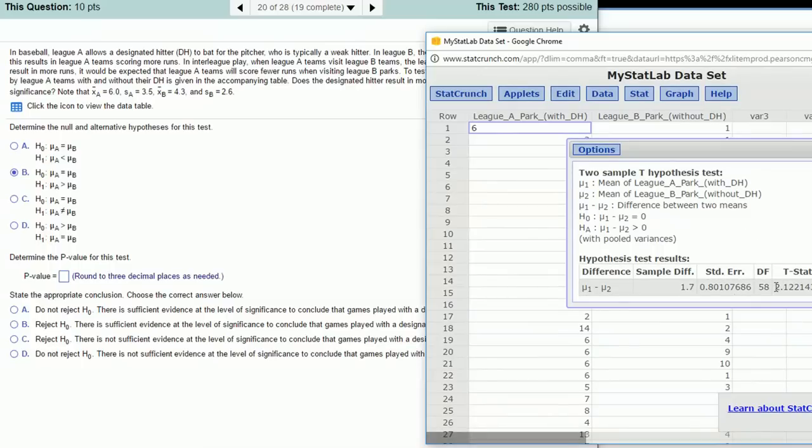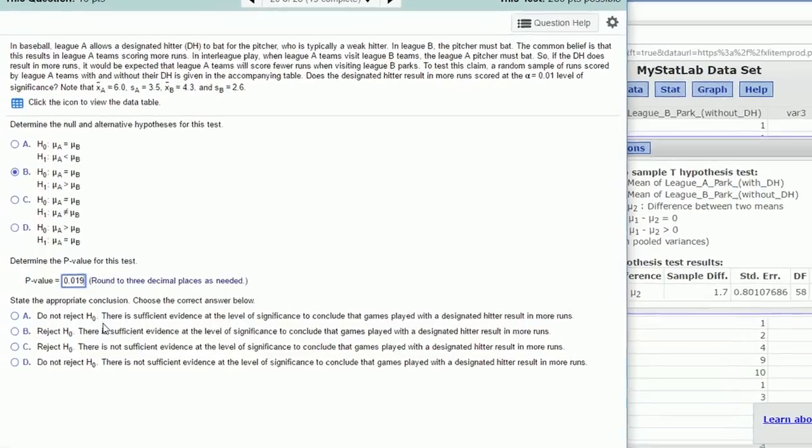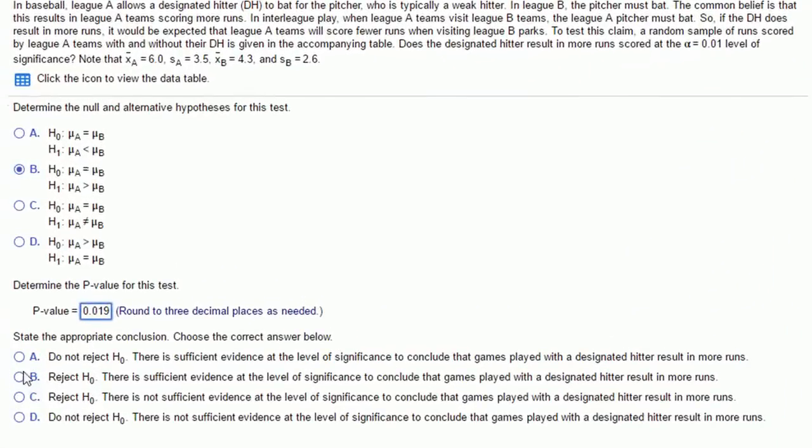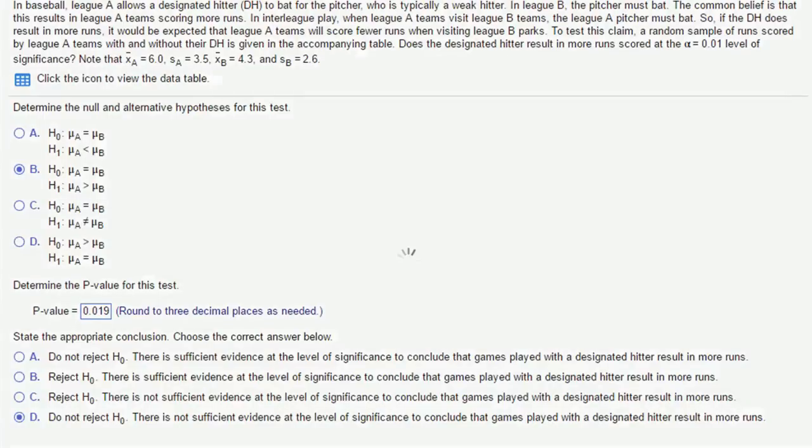So I got a p-value. To 3 decimal places it is 0.019. That's pretty small. At the significance level 0.01, however, I do not reject. That's not small enough for 0.01. I do not reject the null because there is not sufficient evidence at that level of significance to conclude that games played with a designated hitter result in more runs. That's just that.